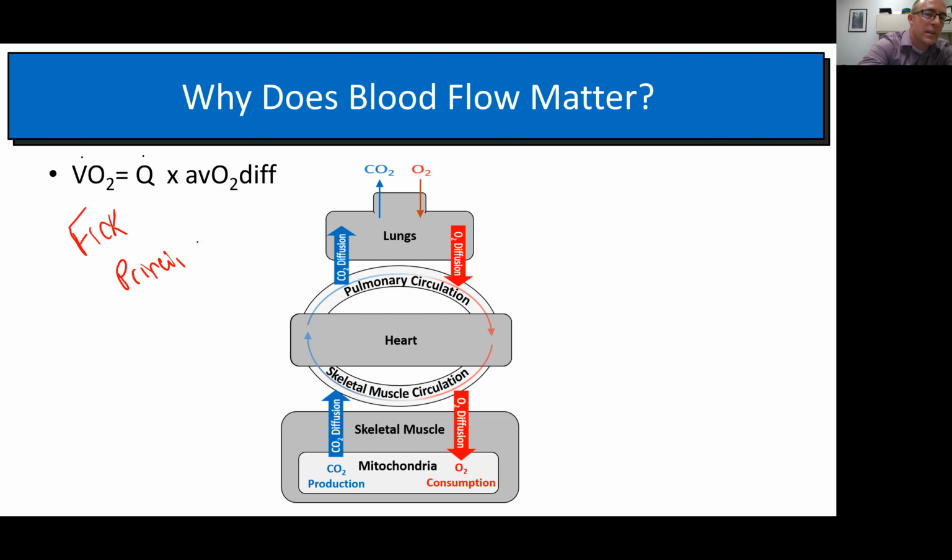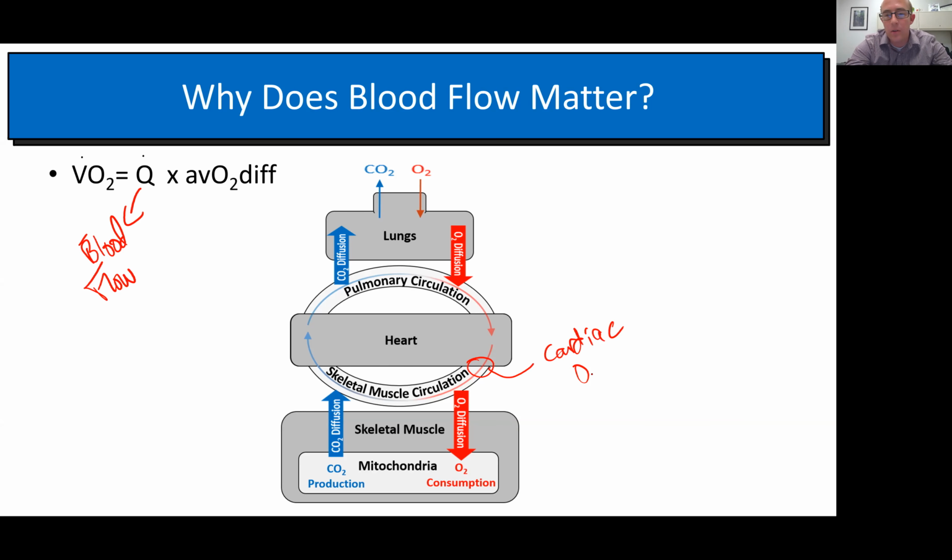And what it tells us is that the VO2, or the rate of oxygen consumption, how much oxygen you're consuming, is influenced by blood flow and then the arterial venous oxygen difference. So if we want to look at how much oxygen your whole body can consume, we look at blood flow coming out of the heart. So we would look at cardiac output, which would be the Q that we're looking at here.